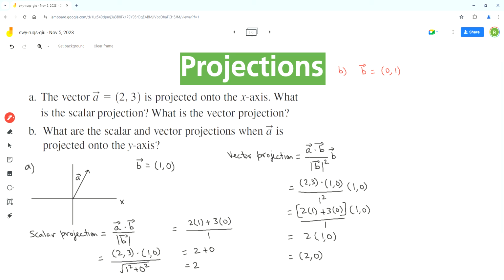The length of this vector B won't matter because the projection is on vector B, so the length of vector B won't matter. Now we can start with the scalar projection on this vector B. So we can use the formula.